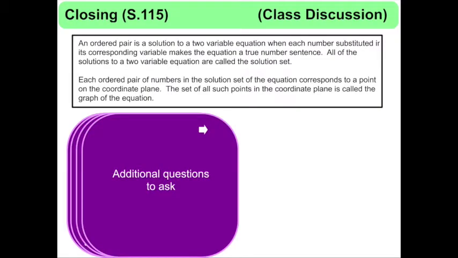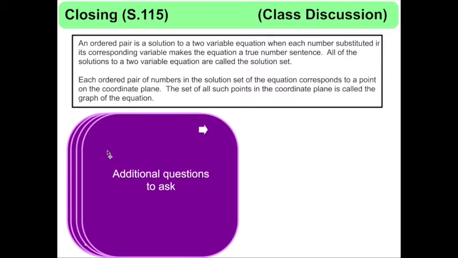In closing, the students need to understand that an ordered pair is a solution to a two-variable equation in which each number substituted in its corresponding variable makes the equation a true number sentence. All of the solutions to a two-variable equation are called the solution set. Each ordered pair of numbers in the solution set of the equation corresponds to a point on the coordinate plane. The set of all such points in the coordinate plane is called the graph of the equation.